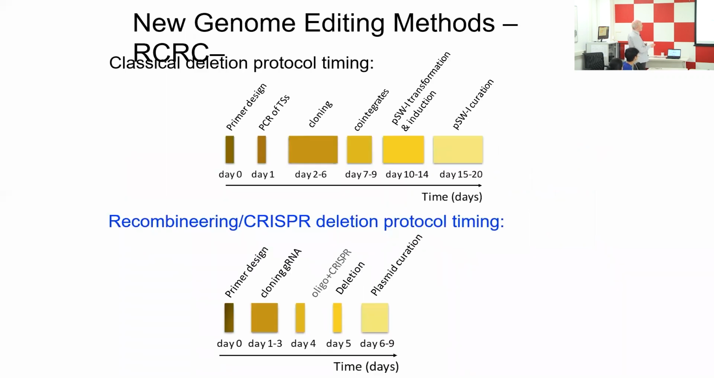If you go through a classical deletion protocol, then as I said before, it will take 2 to 3 weeks in the best case scenario. If you go through recombination based CRISPR deletion or some other, say, editing, it will go to 1 week. So in terms of saving time, that is a considerable saving.